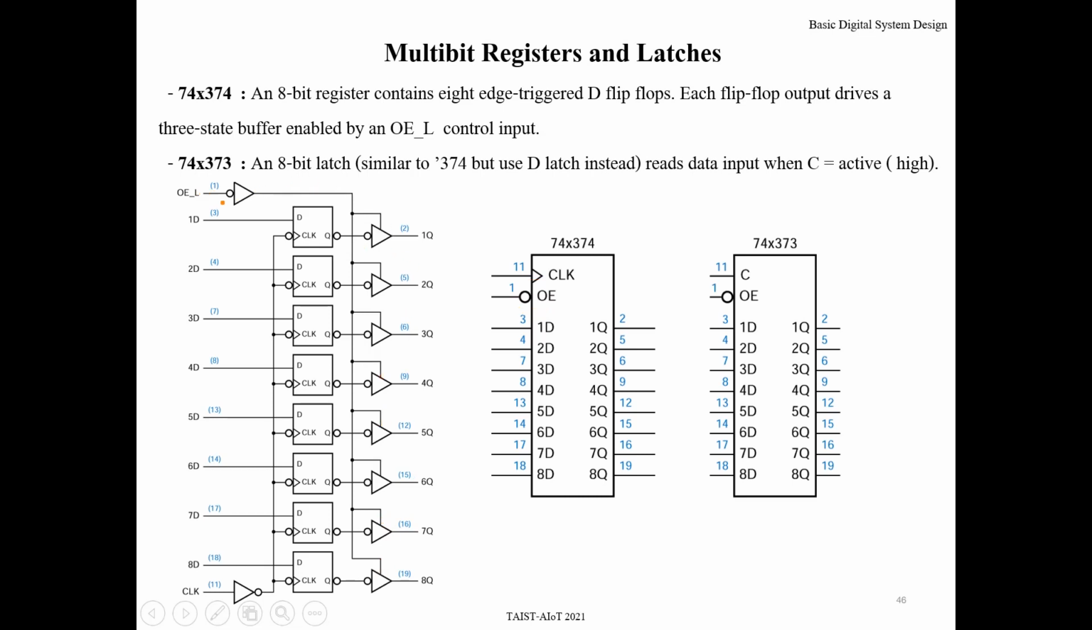Namely, if output enable is 0, the enable input for each buffer will be active. That means the output from the flip-flop can go out. But if output enable is 1, each buffer will be turned off. Namely, this output will be disconnected or become high impedance state. Similarly, this one also, but this one inside is a latch, not a flip-flop. Okay, this one has D flip-flops inside, this one has D latches inside.